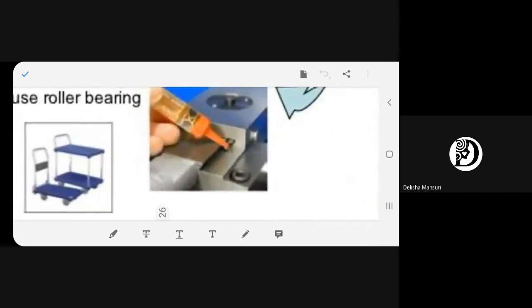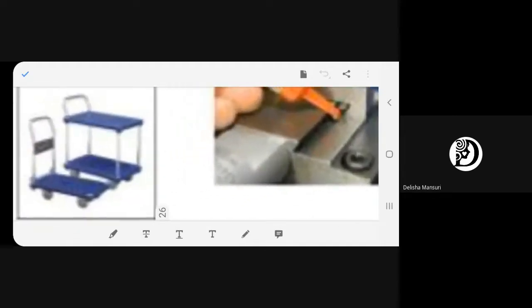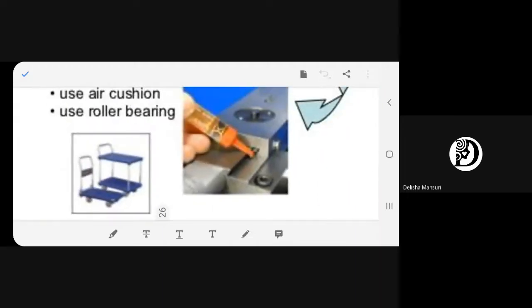Can you see these rollers over here? Can you see the rollers over here? So it becomes easy. Our work becomes easy.